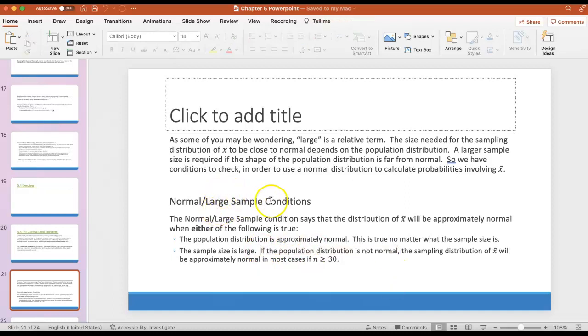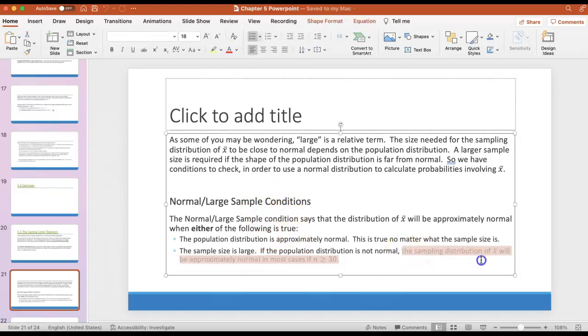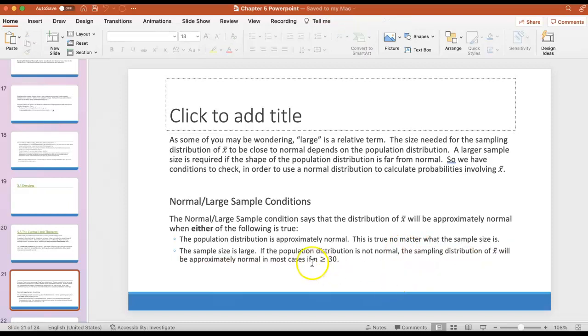And so that's where this new thing comes into play called the central limit theorem, which says the sampling distribution will be approximately normal in most cases if the sample size is bigger than 30. So that is what we are going to use in our class, is we need a sample size of 30 or bigger. And then if we are dealing with a population that's not normal, we will still be good to go. That is section 5.5.